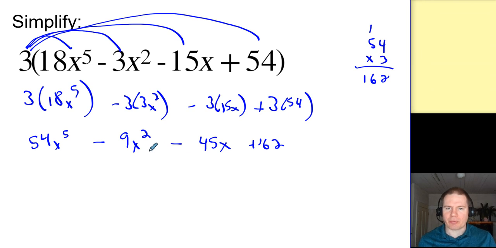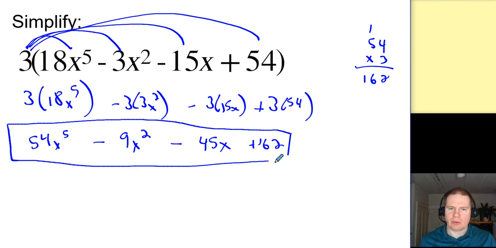So now I don't have parentheses anymore. I still don't have like terms. If I didn't before, I'm not going to now. And highest degree 5, 2, 1, 0. This is in standard form. I'm done. So put a box there. Pretty straightforward. Right. Let's try another one.